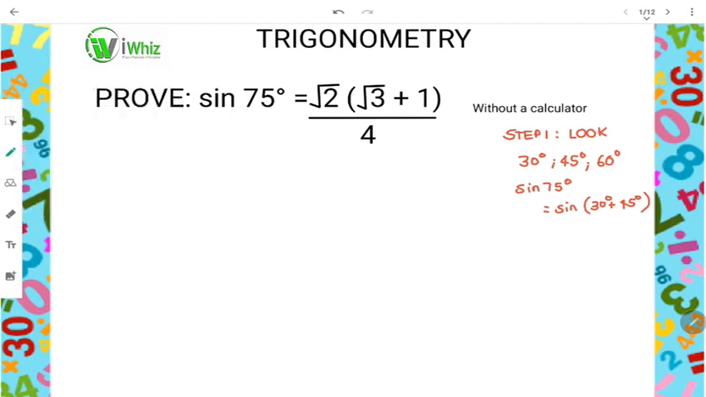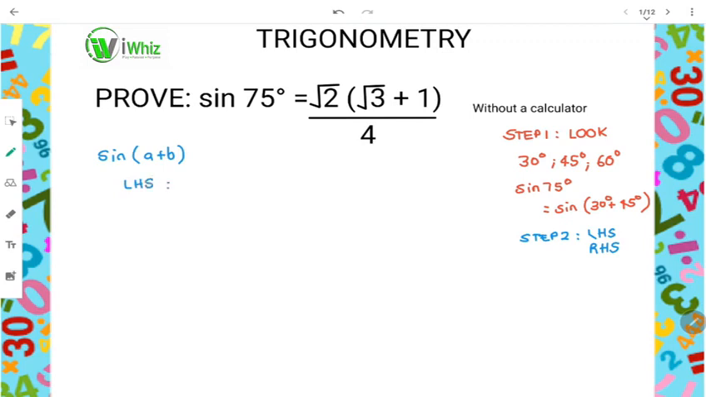Using the compound angle formula, we are going to use sine of A plus B. And what does that identity express? We can use that in terms of our trigonometric function values. So your step 2 when working with proofs is we want to prove the left hand side and we want to prove the right hand side. So let's work with the left hand side.